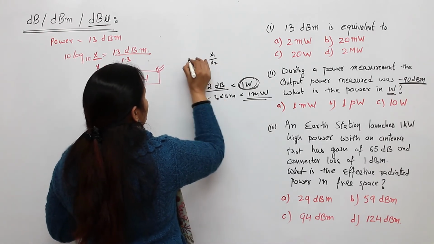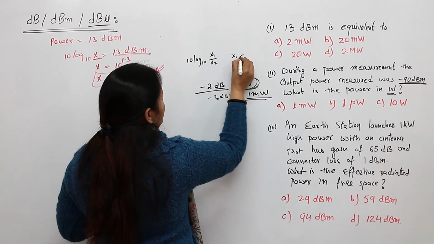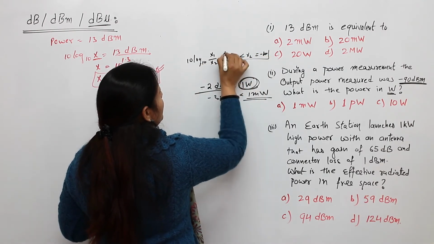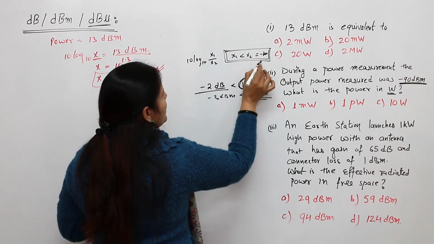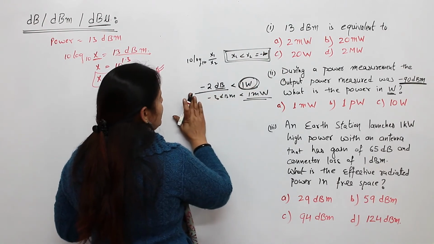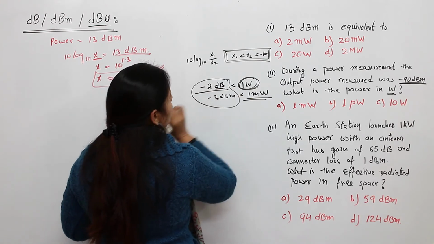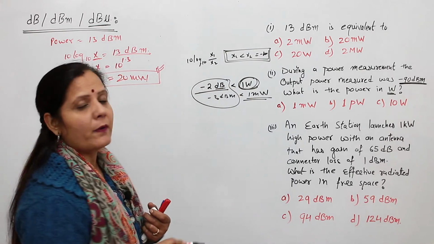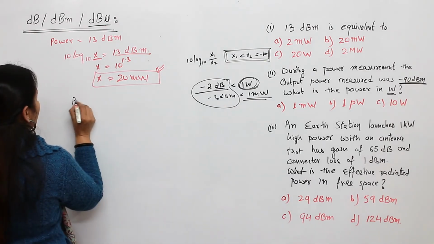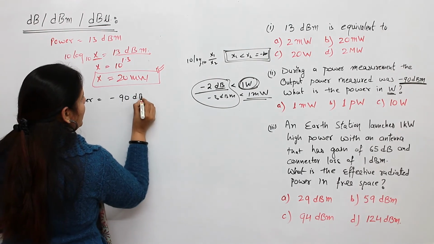x1, x2, 10 log of x1 by x2. When x1 is less than x2, there will be a minus sign in the logarithmic conversion. So this minus sign is saying our power intensity is lower than the reference intensity. So this minus sign is possible when you are representing your power in minus. So, minus 90 dBm is the power.